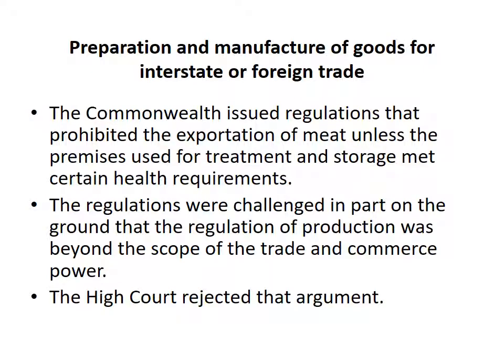The Commonwealth issued regulations that prohibited the exportation of meat unless the premises used for treatment and storage met certain health requirements. The regulations also required that all premises used for the slaughter of meat be registered. The regulations were challenged in part on the ground that regulation of production was beyond the scope of the trade and commerce power. The High Court rejected that argument.